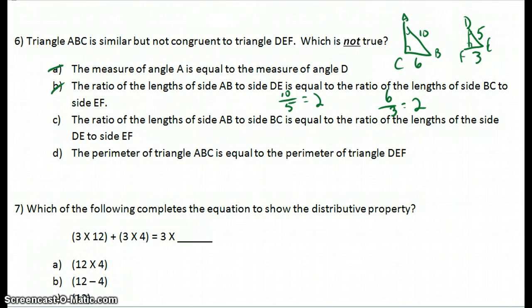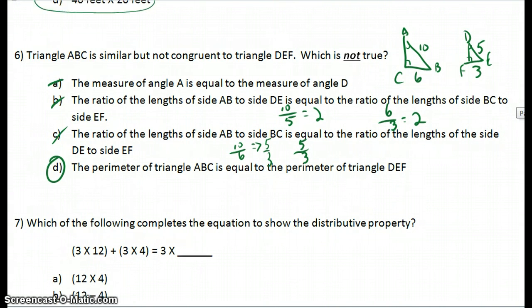And then C, the ratio of lengths AB to BC. AB is 10. BC is 6. And DE to EF. DE is 5. EF is 3. We reduce 10 over 6 to 5 over 3. So that one is correct. And then we look in and we say the perimeter. If we look at these two figures, the perimeter in the first figure is obviously going to be a lot bigger than the perimeter on the smaller figure. So that is our answer D.